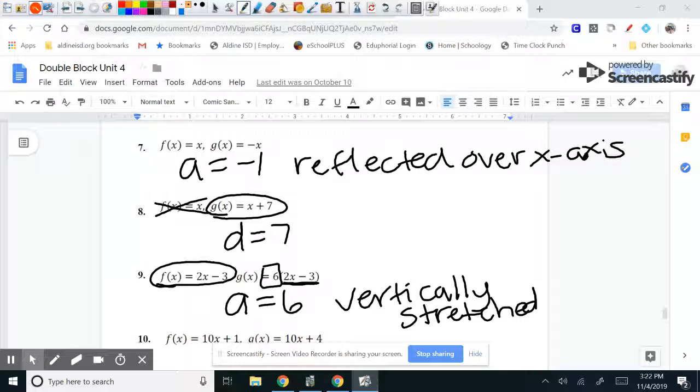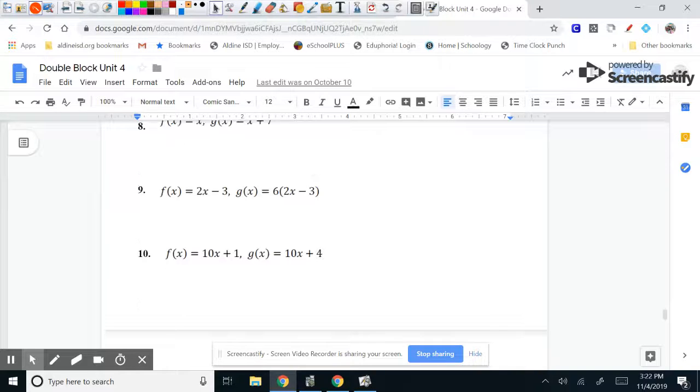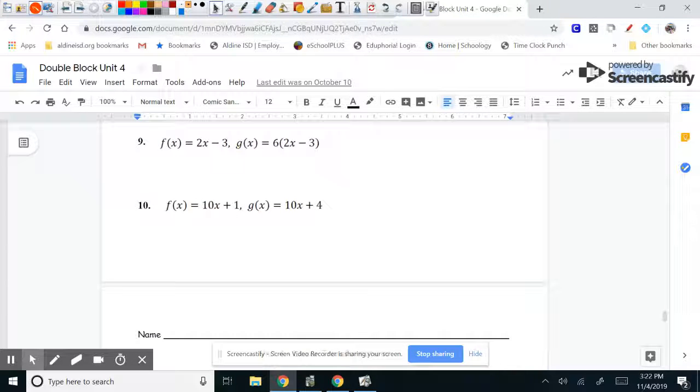But if you don't like doing this, then all you have to do is type it into Desmos like I did the other one and explain what's happening. Okay, we clear this one off when we go up to number 10. And then I'm going to have to pause this video and do another one for the other page.